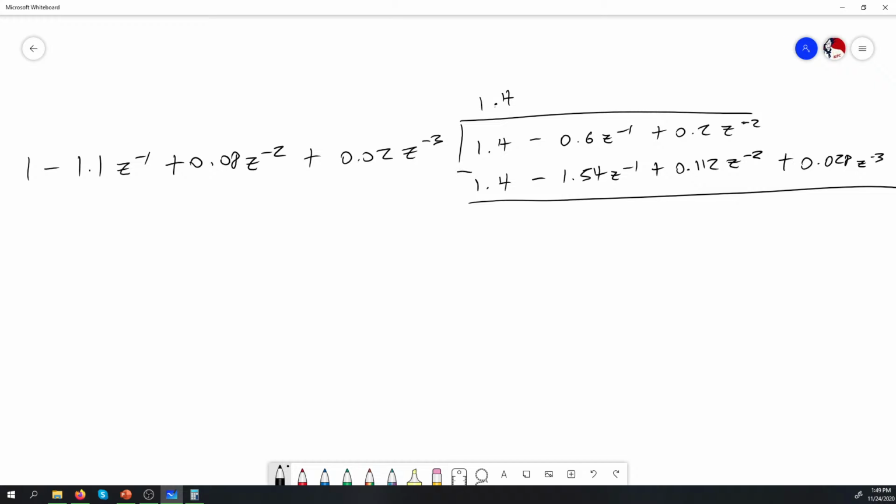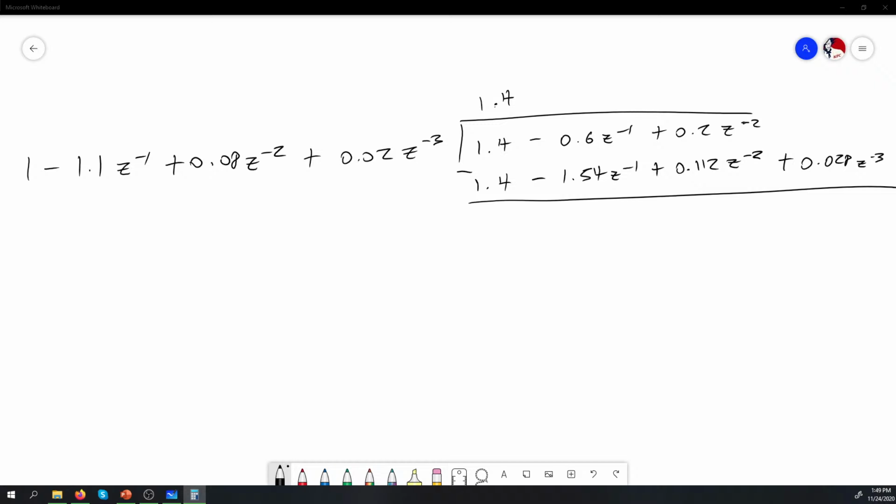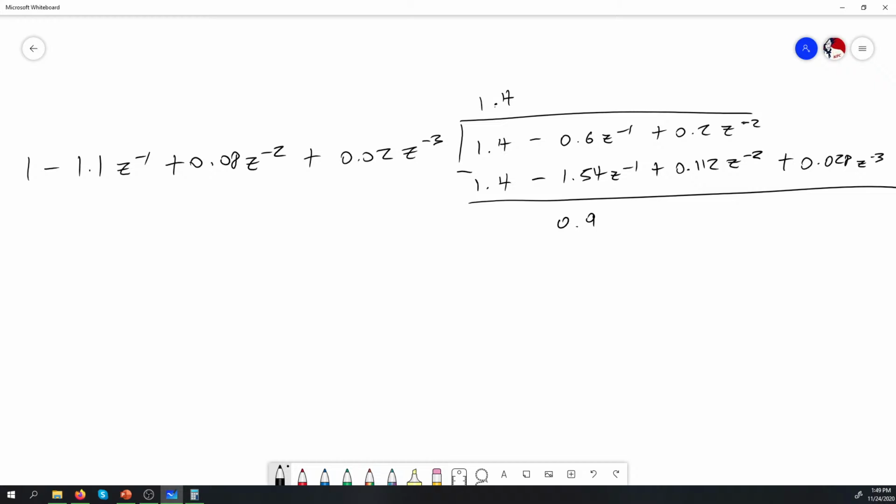We then subtract these two parts here for long division. So 1.4 minus 1.4 will just give us 0. We have negative 0.6 here. This is going to be minus 1.54. So it's going to be negative 0.6 plus 1.54. So minus 0.6 plus 1.54 is going to give us 0.94, and this is z to the minus 1.